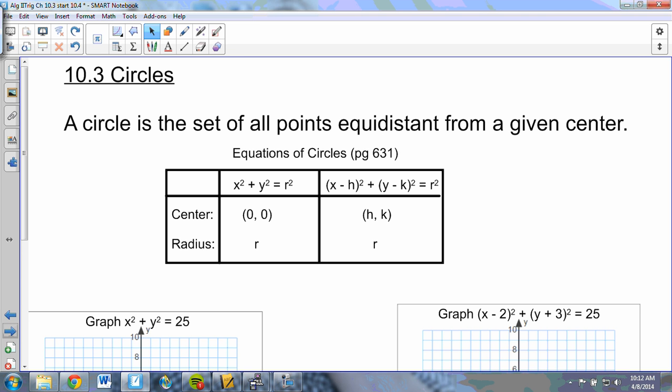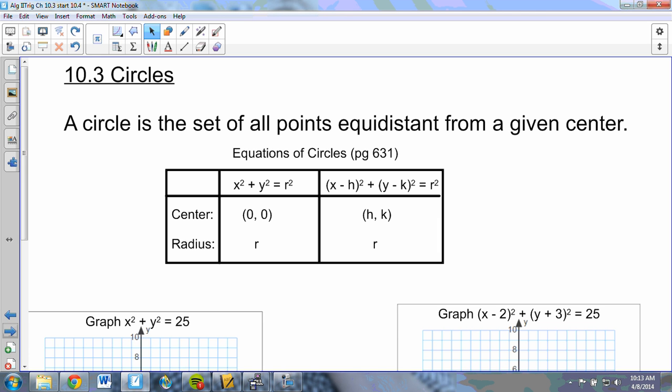Today we're going to talk about circles. A circle is a set of all points equidistant from a given center. A circle is not just a round thing. It's very, very special. In fact, it's a very magical round thing.